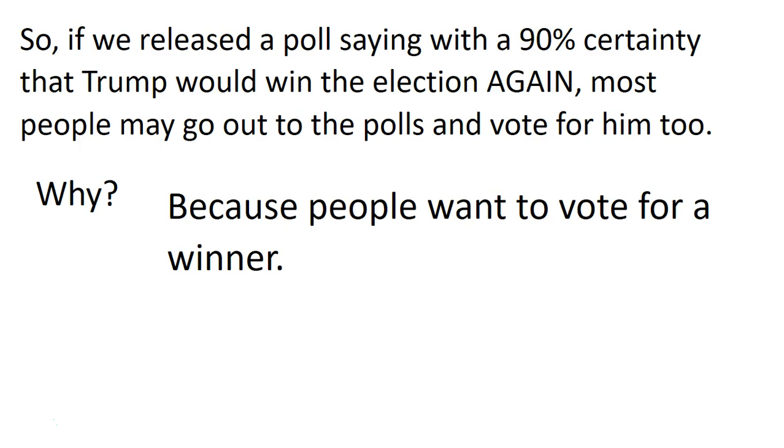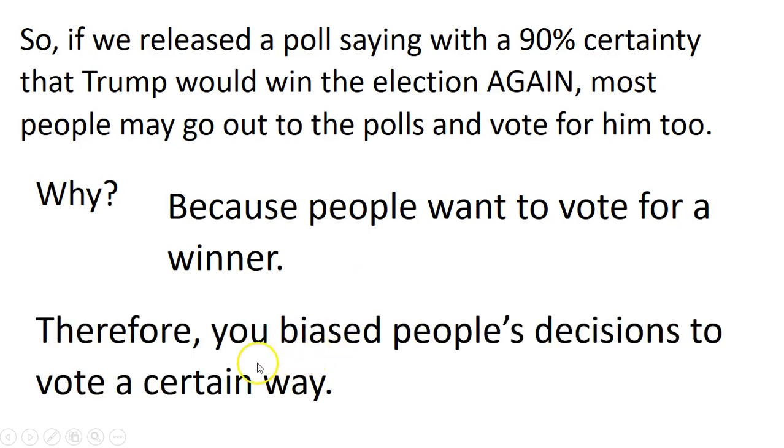B, people will just be deterred from going out to vote because they'll say it's not going to matter anyway, so they won't. So no one who could vote against him would. So that's another option. And C, people will literally just switch their votes because they want to vote for somebody who's winning. So if we sent this out, we biased the decision. You bias people's decision to vote a certain way if you do that.